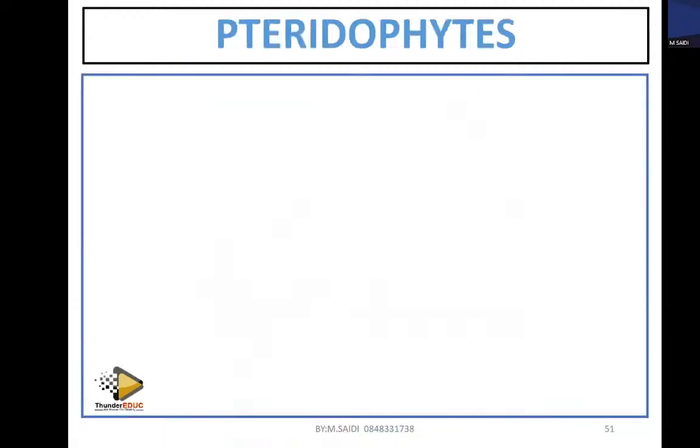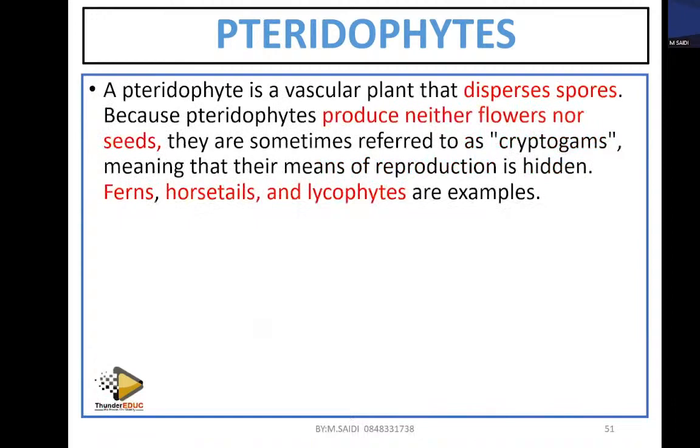Let's look at what you call the pterophytes, or the pteridophytes, depending on how your teacher taught you. Sometimes we call them pterophytes, sometimes pteridophytes. A pteridophyte is a vascular plant. It means that it has the xylem and the phloem, and it is a plant that disperses spores.